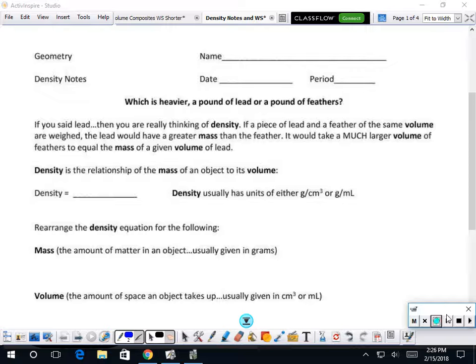If a piece of lead and a feather of the same volume are weighed, then the lead would have a greater mass than the feather. It would take a much larger volume of feathers to equal the mass of a given volume of lead. So, density is the relationship of the mass of an object to its volume. Density is equal to mass divided by volume. It's usually in the units of grams per centimeters cubed.